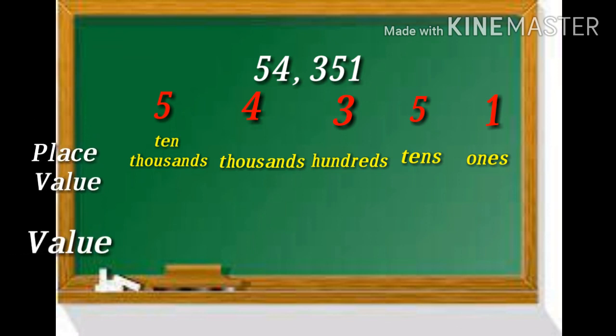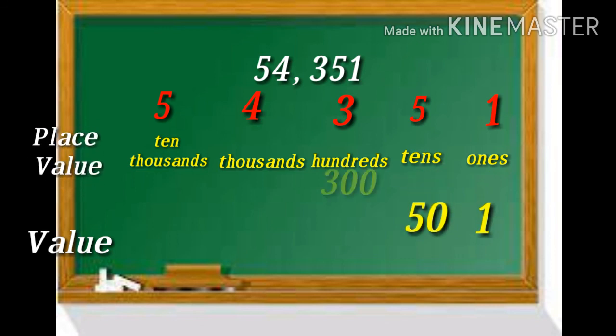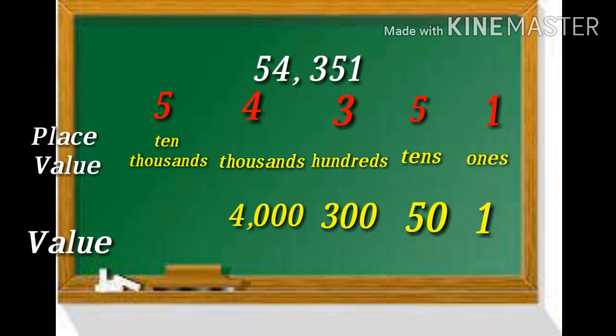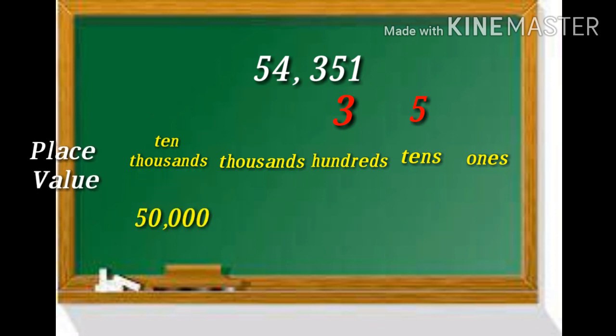The value of 1 is 1. The value of 5 is 50. And the value of 3 is 300. The value of 4 is 4,000. And the value of 5 is 50,000.